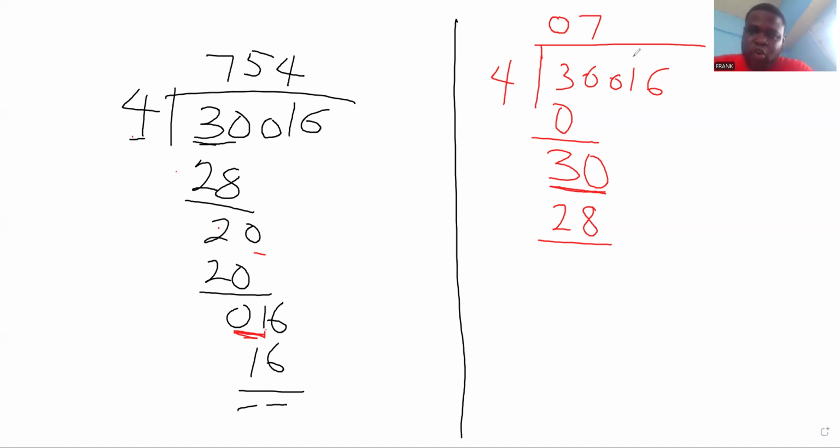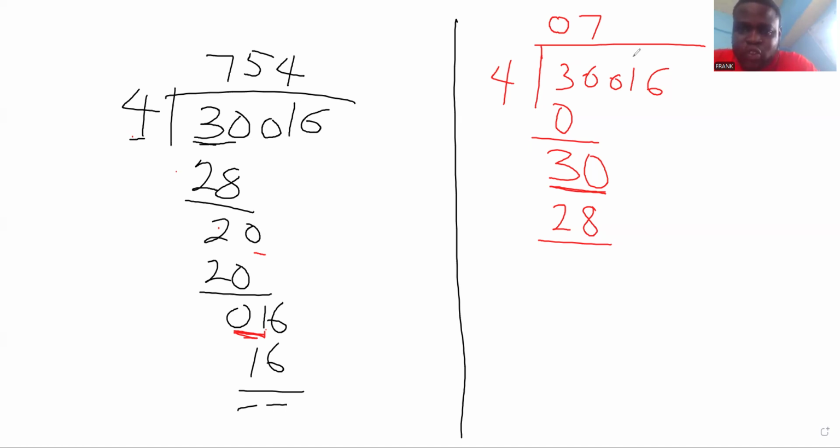Then we look at 4 into 30, which means 4 times what will you get 30, or a little bit below 30. Assuming the candidate sees it as 6, 4 times 6 is 24. 30 minus 24 will produce the remainder 6. Note this, the remainder should not be equal to the divisor or more than the divisor. 6 is more than the divisor 4. That tells you the answer 6 that you got at the top there is not correct.